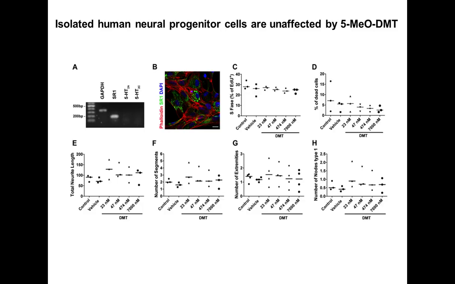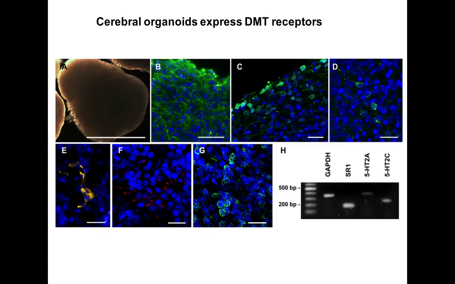So we exposed our neural stem cells to 5-MeO-DMT, and we didn't find any result, or in other words, we didn't find any change in proliferation of those cells when they are isolated in vitro. But we observed also that these cells in this stage of development don't have the serotonergic receptors, and you can see here this result in letter A in this slide. So they have the sigma-1 receptor, but they don't have the serotonergic receptor that is activated by DMT.